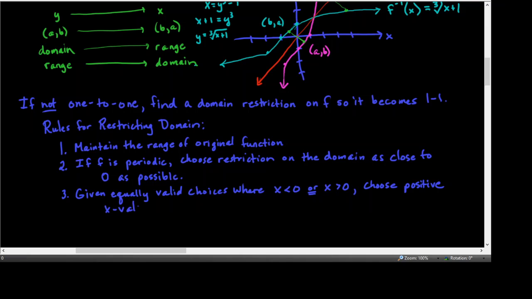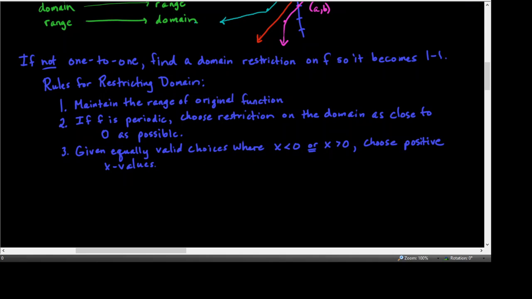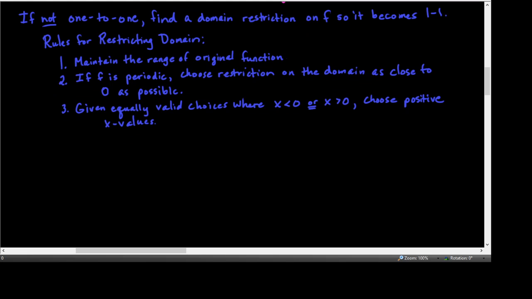And I'll show you an example of that in just a minute. Okay? So, those are important rules for restricting the domain, and we will have to do that because all of our functions, all our trig functions, will fail the horizontal line test. So, let's start with, I guess, y equals sine of x is as good as any other to start with.